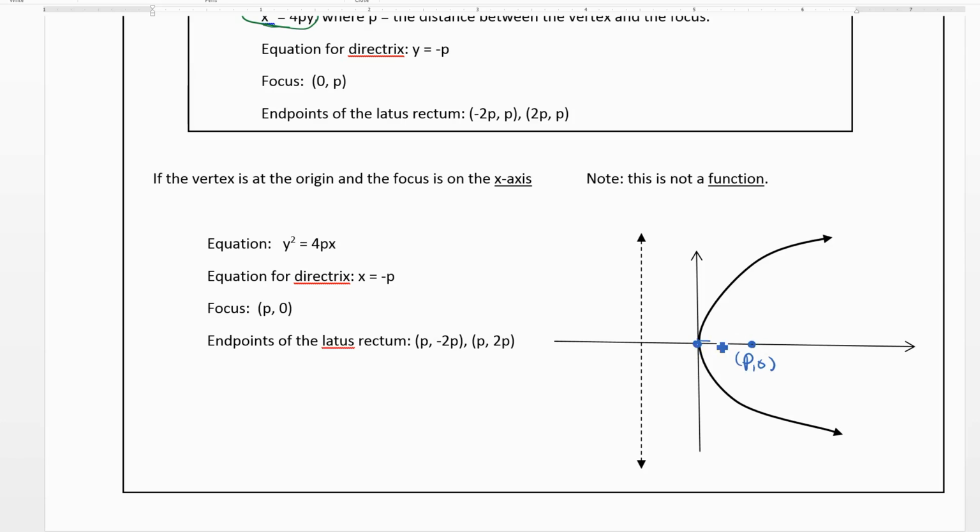This length will still be p. Okay, and then we'd go left for our directrix. So this is x equals negative p. It's going to be a vertical line. And we'd have to go up and down for the endpoints of our latus rectum. So they would be at p, 2p. And down here this would be p, negative 2p. Okay, so these are just the equations for parabolas where the vertex is at the origin and either going up and down or left or right.